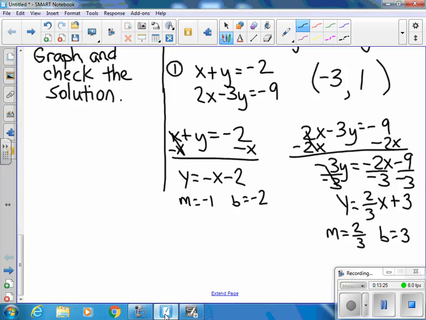If you plug negative 3 into the top one, negative 3 plus 1 is negative 2, so it works. If you plug negative 3, 1 into the second one, 2 times negative 3 is negative 6. Negative 3 times 1 is minus 3. Negative 6 minus 3 is negative 9. So it does check into both of them.